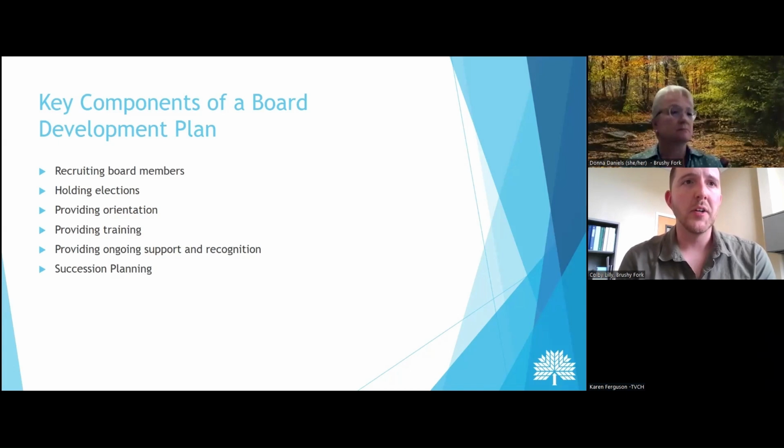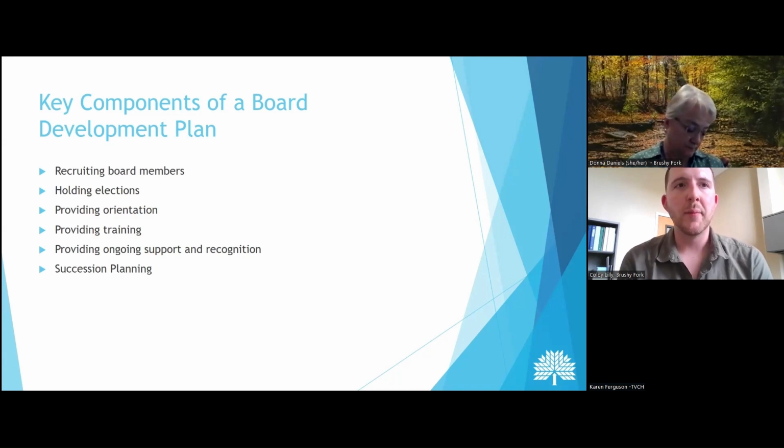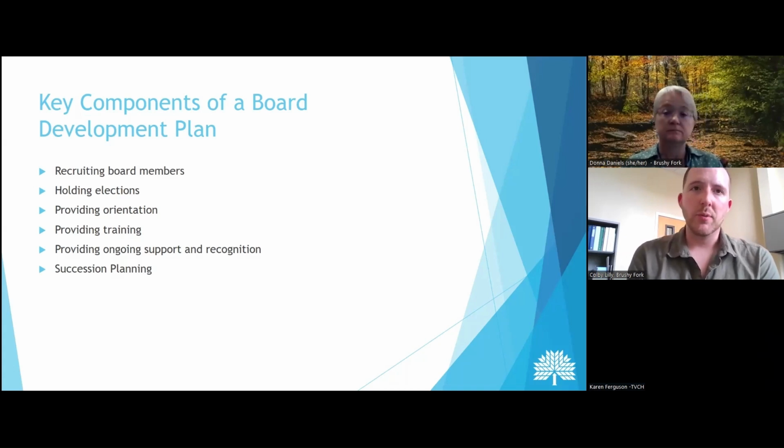Another component is holding elections. Once potential candidates are identified during the recruitment process, members of the organization cast their votes. And this can be done in a number of ways. It can be done at an annual general meeting, through email, or through board management software. Be sure to recruit more candidates than there are positions available to ensure a competitive election.